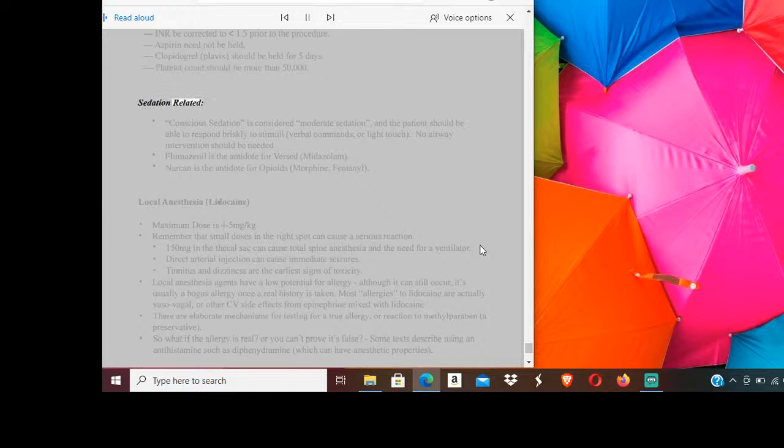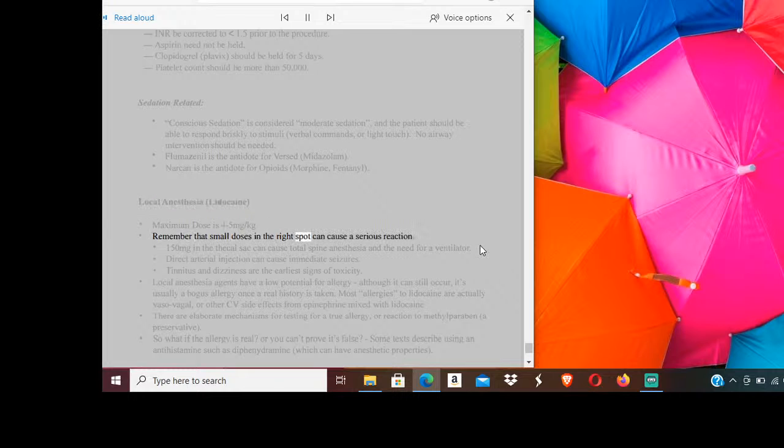Sedation related. Conscious sedation is considered moderate sedation, and the patient should be able to respond briskly to stimuli, verbal commands, or light touch. No airway intervention should be needed. Flumazenil is the antidote for Versed, midazolam. Narcan is the antidote for opioids, morphine, fentanyl. Local anesthesia, lidocaine. Maximum dose is 4 to 5 mg/kg.